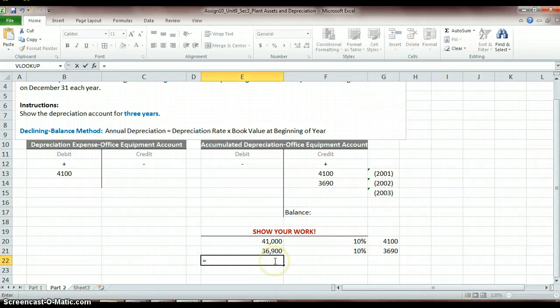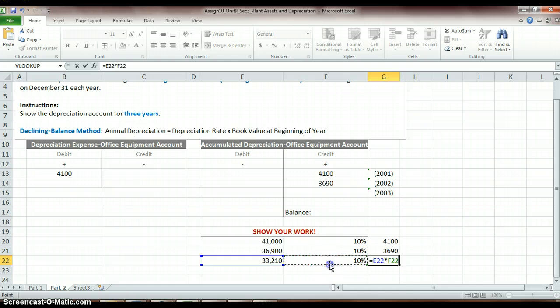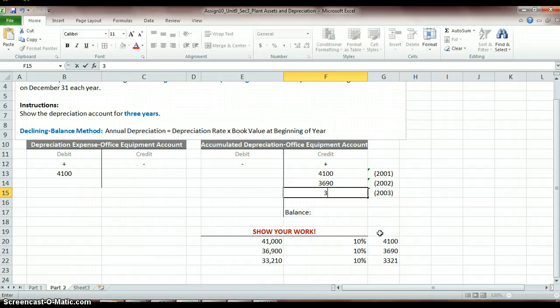Then we need to find out what that amount's going to be again. So now we're working with 33,210. Copy that down. I'm going to take this times this. So then I'm going to lose another $3,321. So after 3 years, I'm losing this amount of money each year.